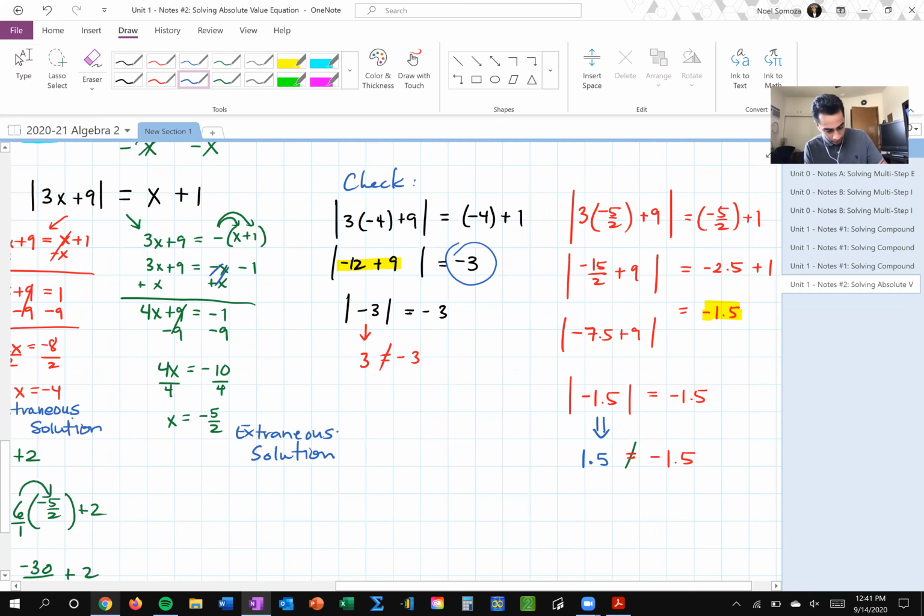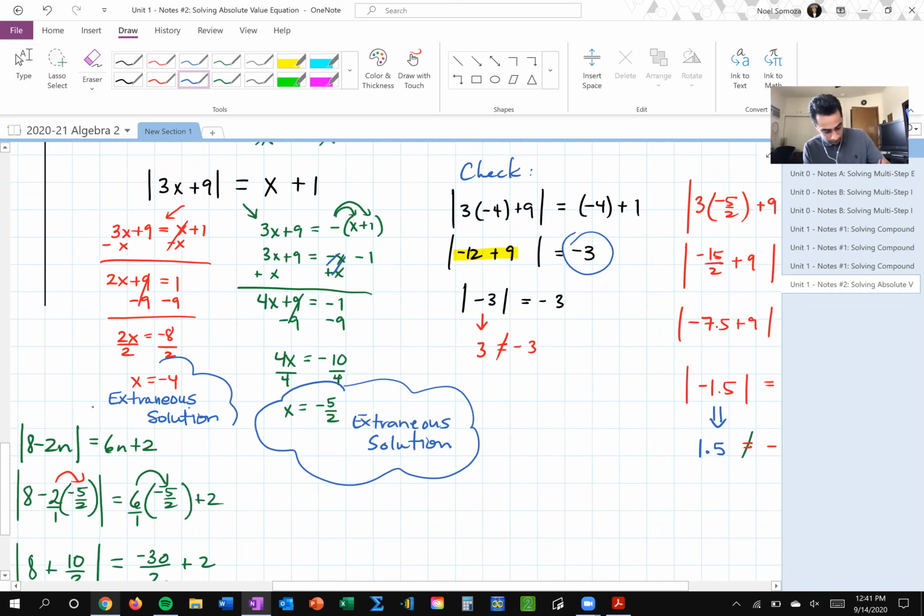Right, so you want to go back and you want to label each solution. If it's extraneous, you want to label it.